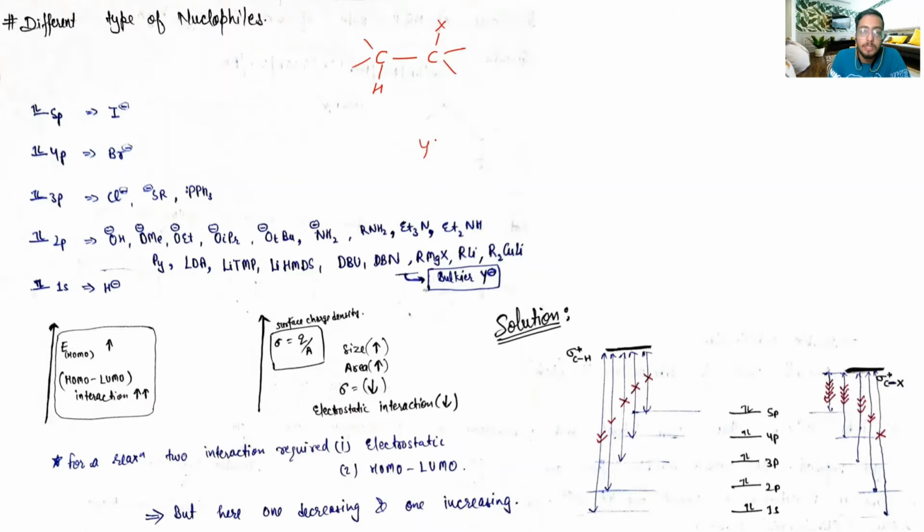Now we have the question: which nucleophile will directly attack the carbon having the leaving group, and which will attack the beta hydrogen? This is the main question: which will act as a nucleophile and which will act as a base. Now I have written here different types of nucleophiles.